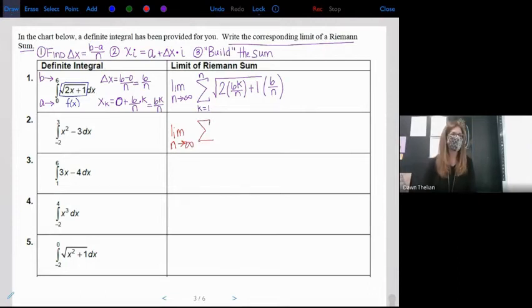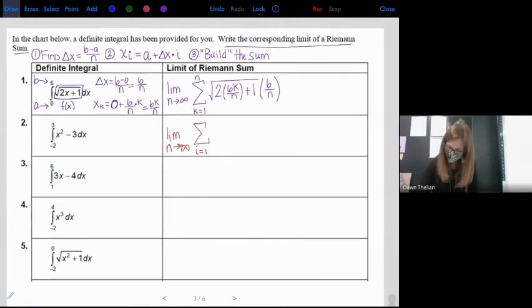Should we use i or k? I. So we're going to say i equals 1 to n. So that beginning part is going to be the same for all of it. The limit as n goes to infinity from the first to the nth rectangle. All right, I need my delta x. So a is -2, b is 3. So my delta x, b minus a over n, is 5 over n.